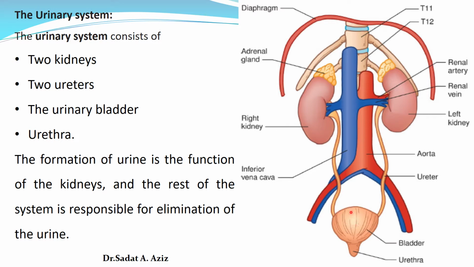Then what we have here is a structure called the urinary bladder. And then there is another structure which is called the urethra. The urethra is a shared canal between the urinary and reproductive system. I think we mentioned this when we had our lecture about the reproductive system, male and female reproductive system, if you remember.